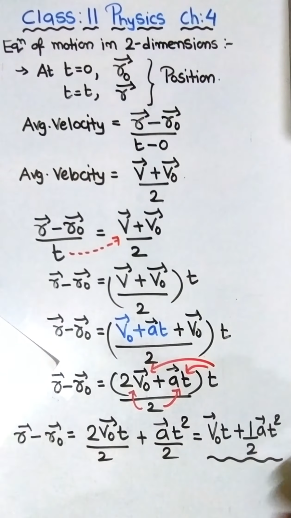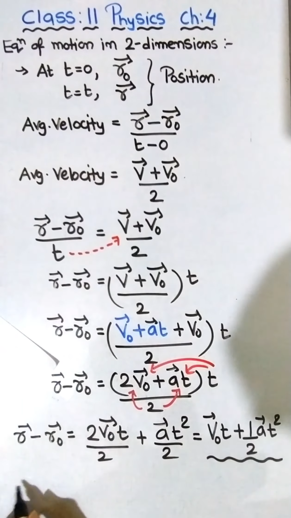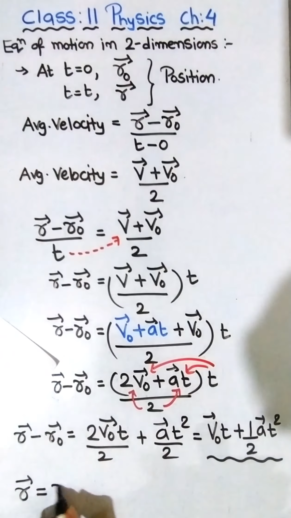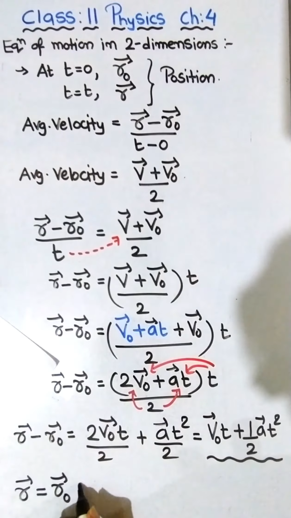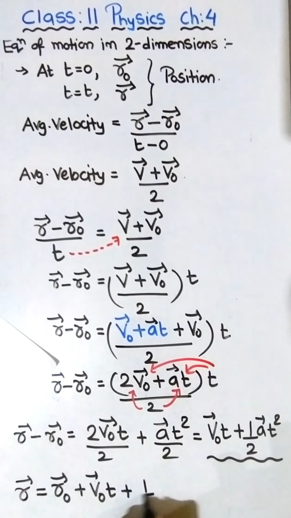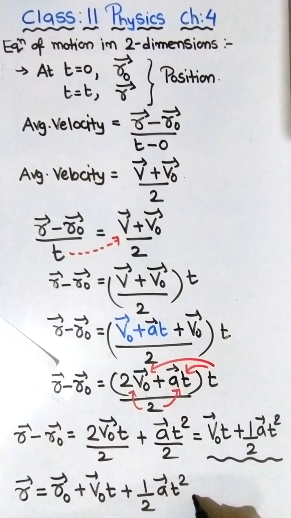So this is our second equation. But don't forget that we have r minus r0 over here. So the final form of this equation will be r equals, r0 will take over here, that is r0 plus v0t plus half at square. So the final form of the second equation is like this.